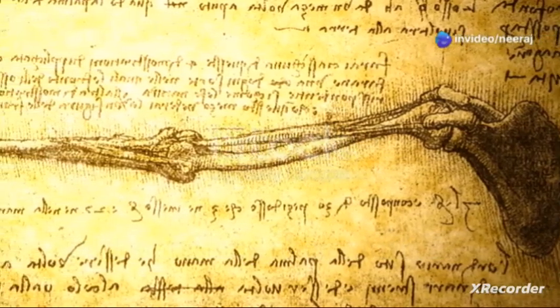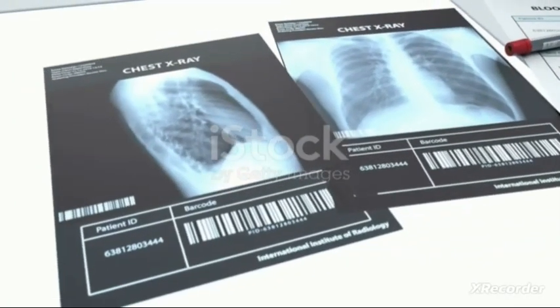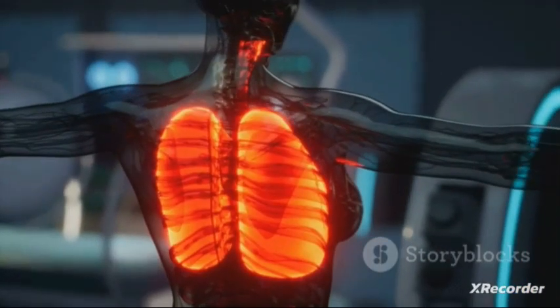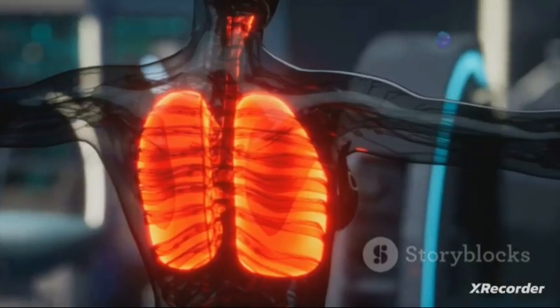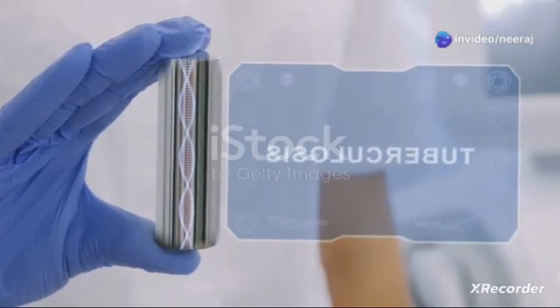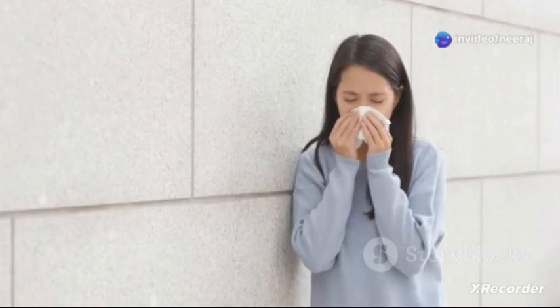Tuberculosis, or TB, is an old disease. It has affected humans for thousands of years. TB is an infection that mainly affects the lungs, but it can attack other parts of the body too. TB is caused by a germ called Mycobacterium tuberculosis. It spreads through the air.